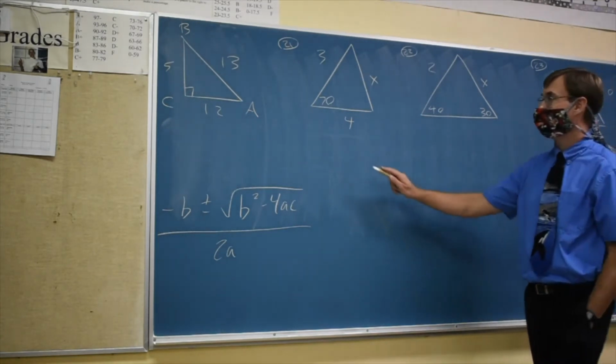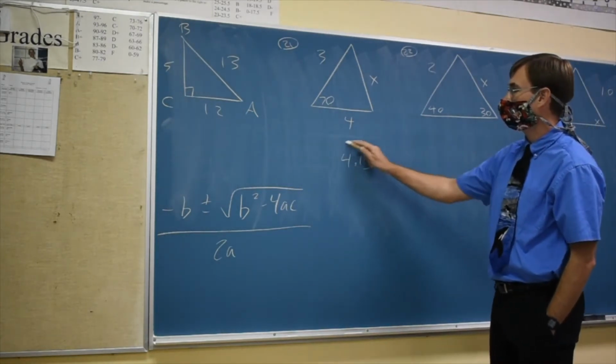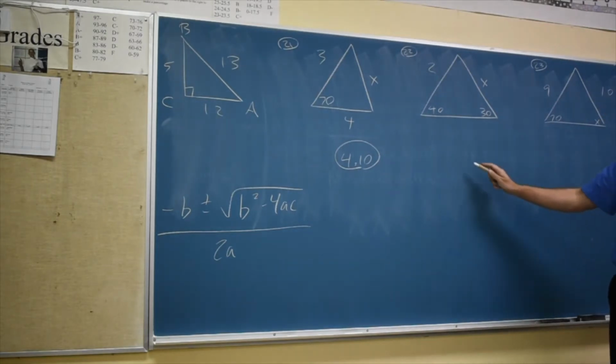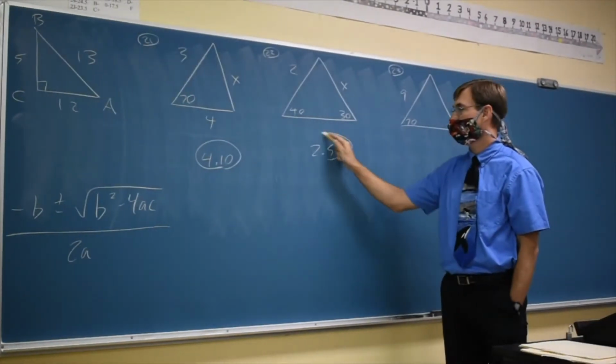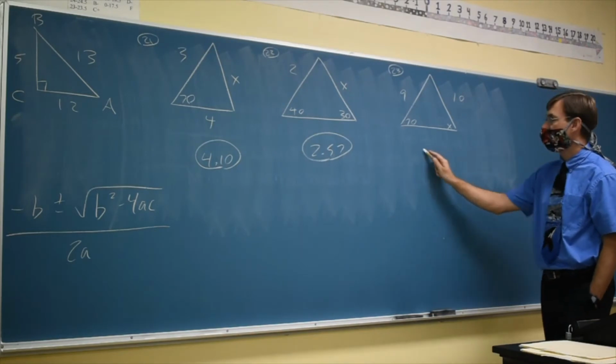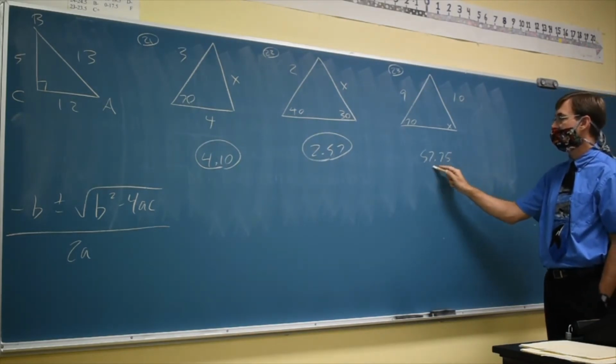Number 21 is 4.10. Number 22 is 2.57. Number 23 is 57.75.